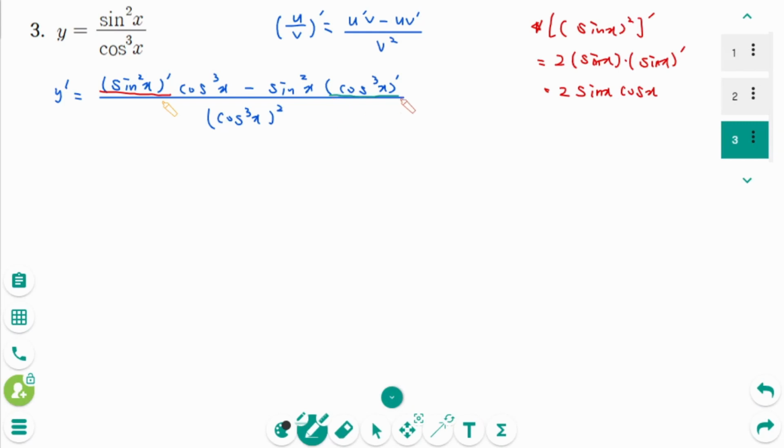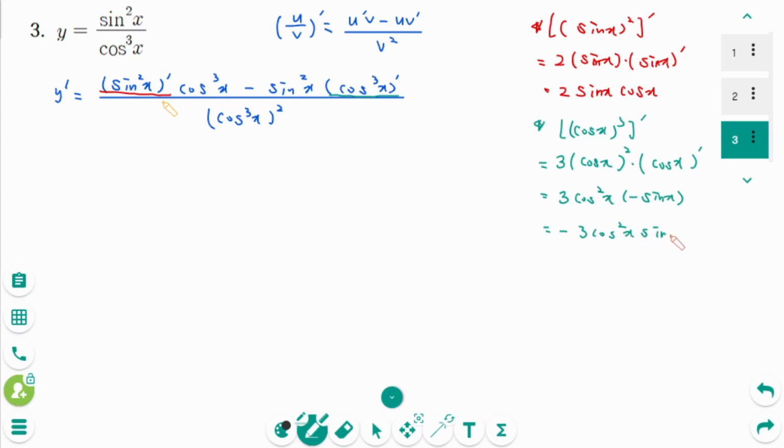Cosine cubed x prime equals, we can rewrite as cosine x cubed prime. Think of it, u equals cosine x, so u cubed prime equals 3u squared times u prime. The inner function is cosine x, then 3 times cosine squared x times cosine x prime equals minus sine x. So minus 3 cosine squared x times sine x.